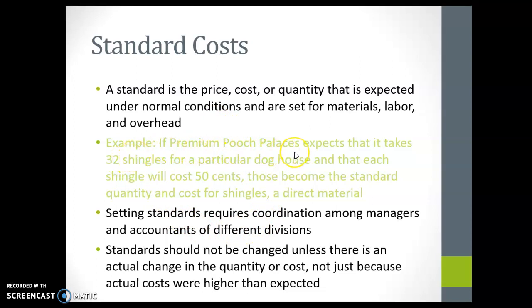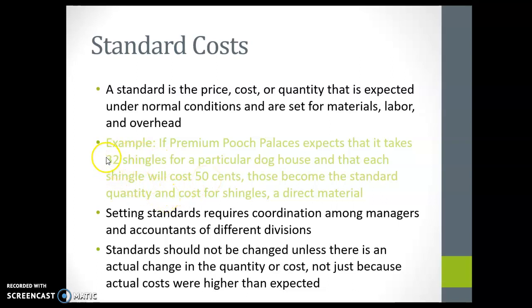Premium Pooch Palaces, and we've done some projects on them, expects that it takes 32 shingles for a particular doghouse model, and each shingle is expected to be 50 cents. Those are the standards.